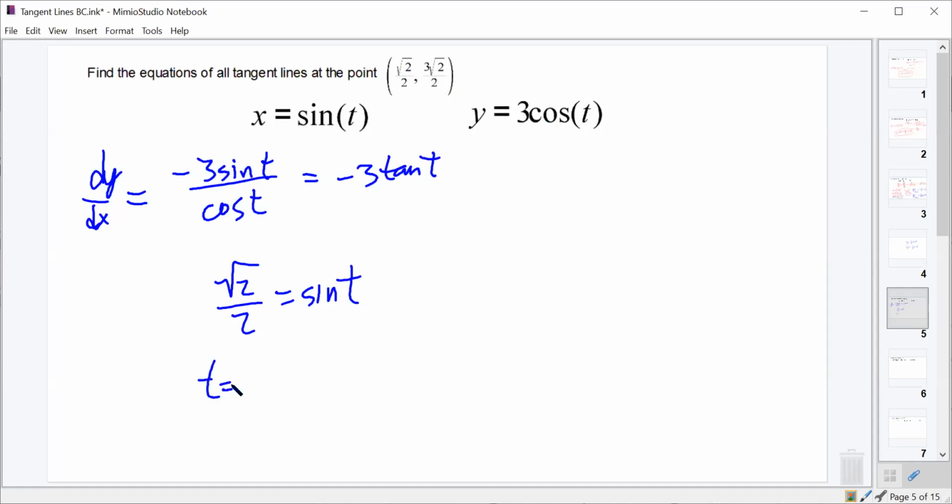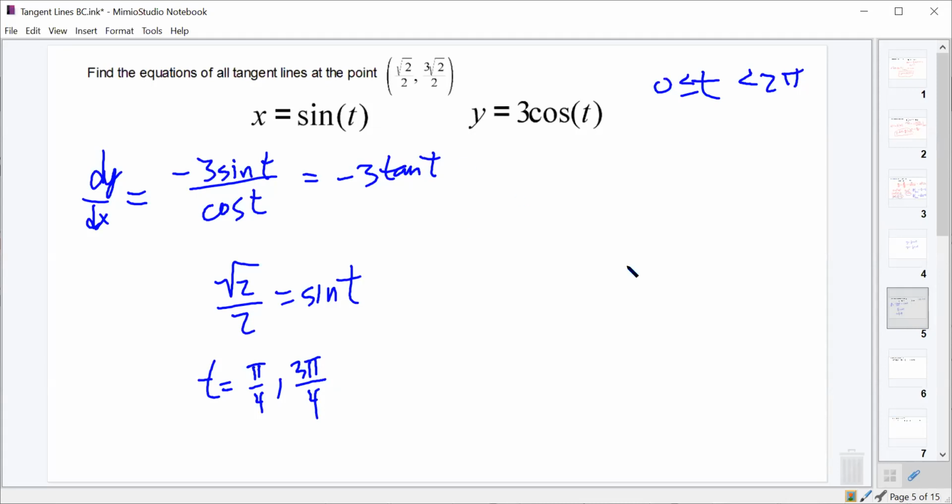When t is pi over 4 and 3 pi over 4, right? And every revolution around after that, but we're going to just talk about this one specifically for t less than 2 pi, greater than or equal to 0. So we'll only worry about that interval here.